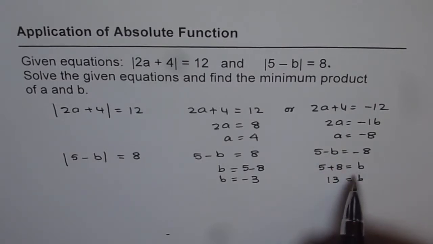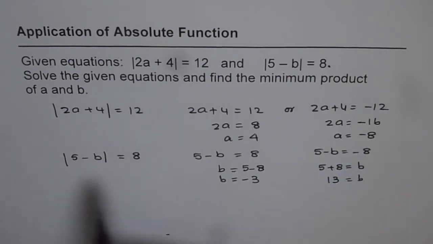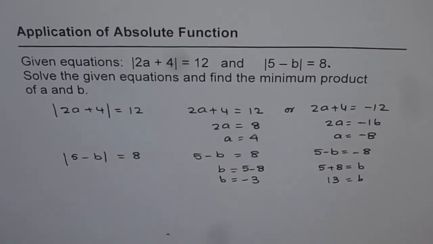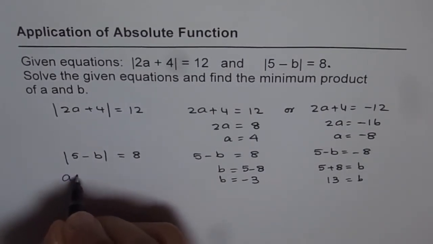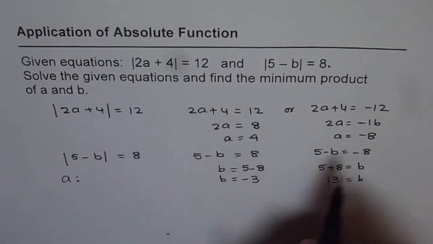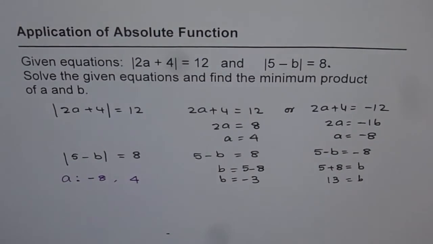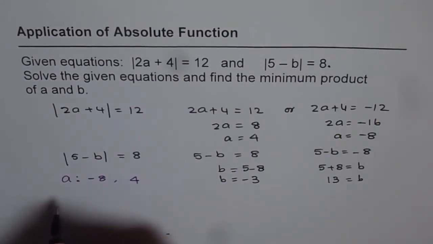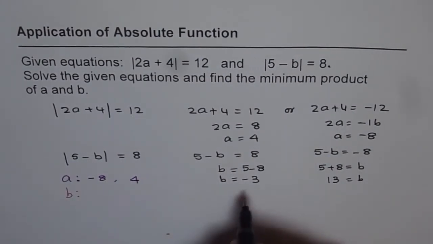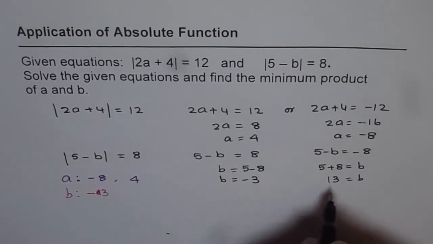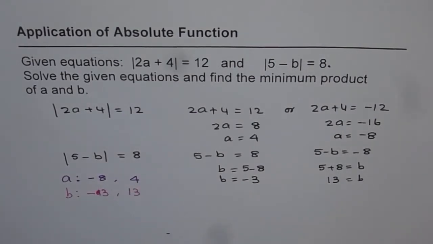So both will give you minus 8 or plus 8, and when you take the absolute value you get 8. So we have four possible combinations. For a, the values given to us are 4 and minus 8, right? Let me write minus 8 and 4. And for b, we have possible values as minus 3 and plus 13, right?